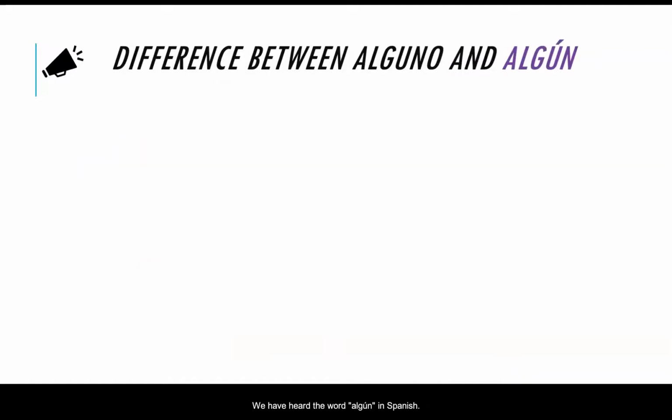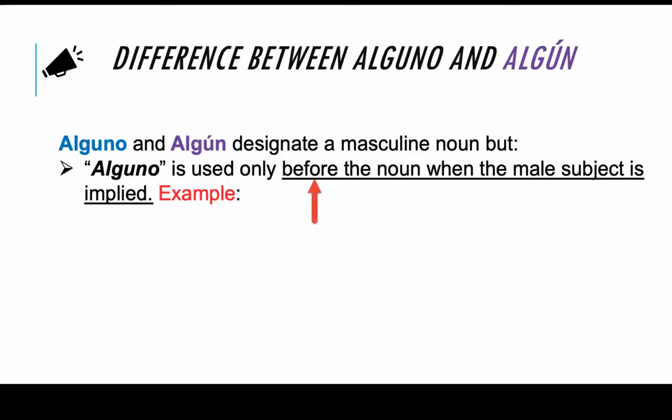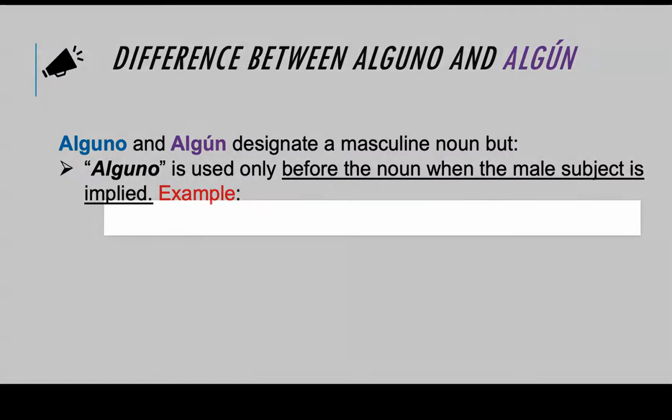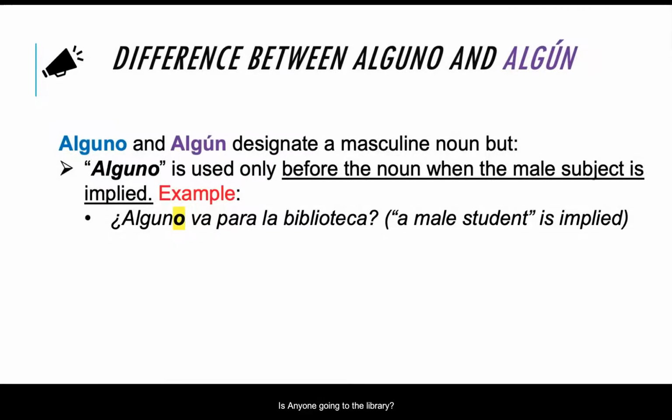We have heard the word algún in Spanish and alguno. So what's the difference between these two? Let's take a look. Alguno and algún designate a masculine noun, but here is the difference. Alguno is used only before the noun when the male subject is implied. Example: ¿Alguno va para la biblioteca? Does anyone go to the library? I use alguno to refer to a male student who might go to the library.